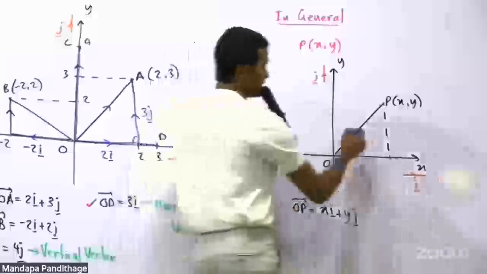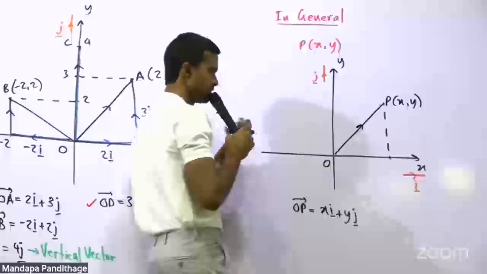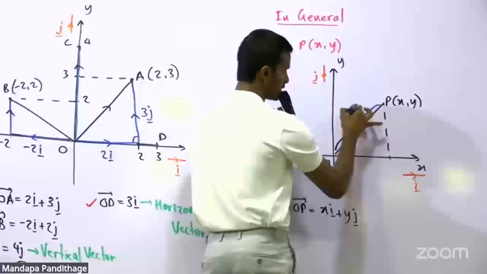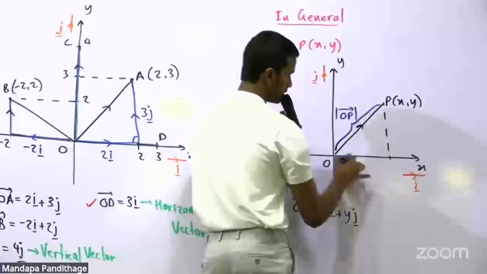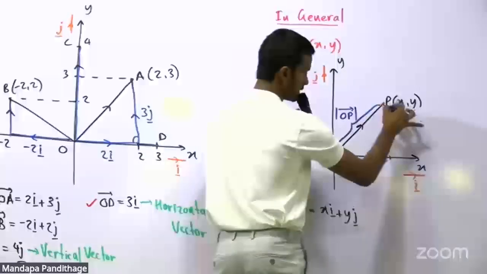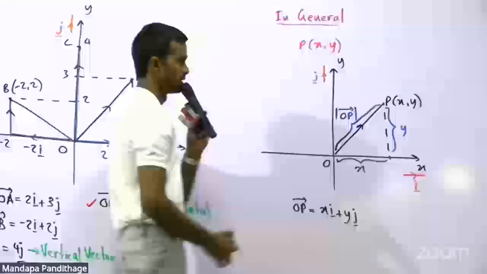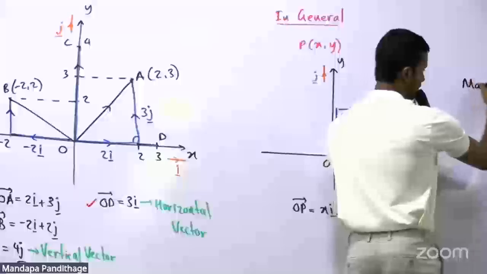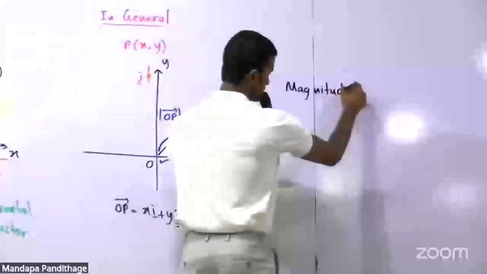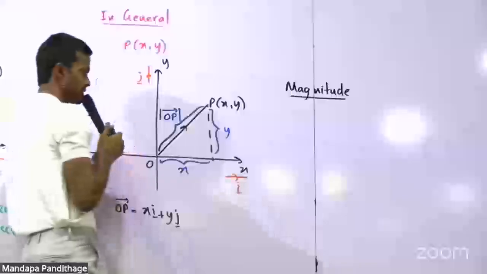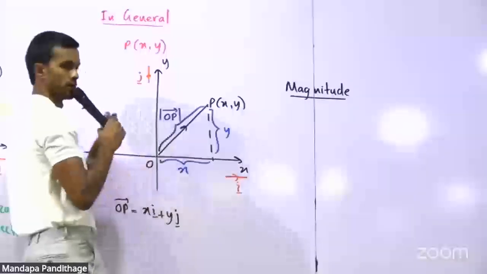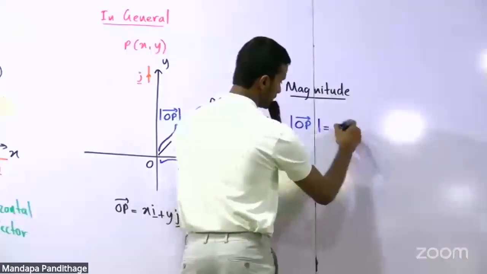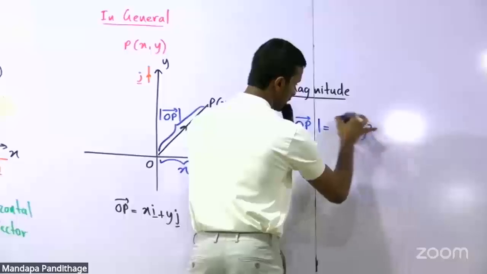And let's say I want the modulus of this vector, which means the length of this vector. How can you take the modulus or the magnitude? Using the Pythagoras theorem, you can easily get this magnitude. What is that? Square root of x squared plus y squared. So the magnitude OP is equal to the square root of x squared plus y squared.